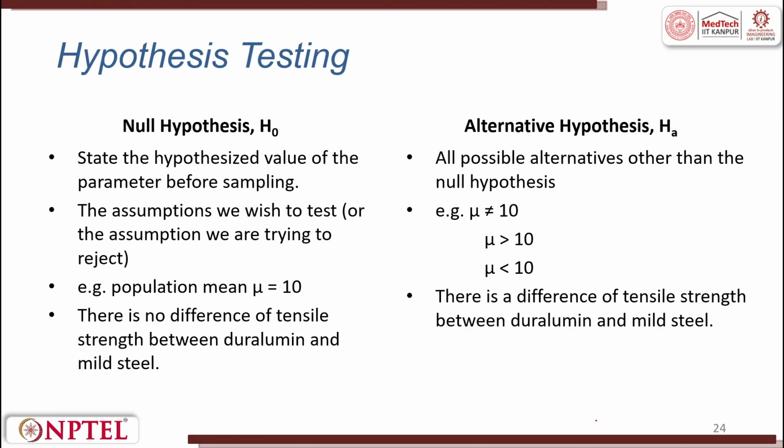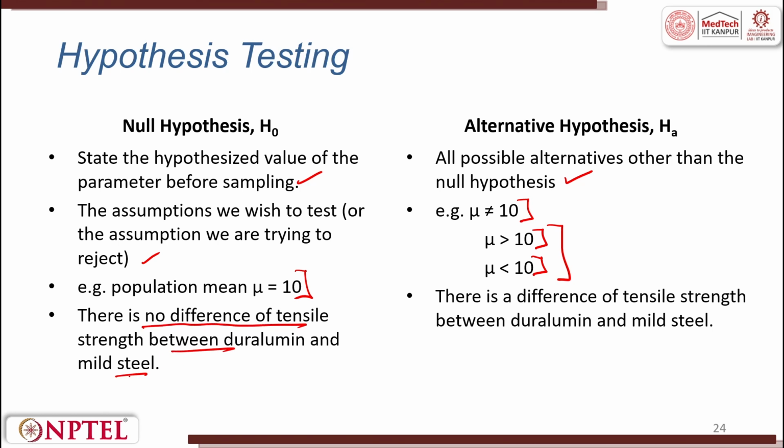Let me see an example when we compare the null hypothesis with the alternative hypothesis. State the hypothesized value of the parameter before sampling, the assumptions we wish to test or the assumptions we are trying to reject. Population mean is equal to 10, this is the null hypothesis. On the other hand, the alternative hypothesis is all possible alternatives other than the null hypothesis, that is either mu is not equal to 10, that is both sides, a two-tailed test, or mu is greater than 10 or mu is less than 10, both of them are one-tailed tests.